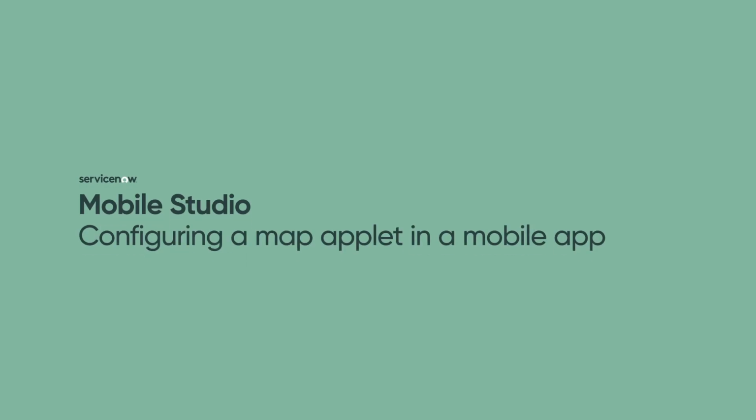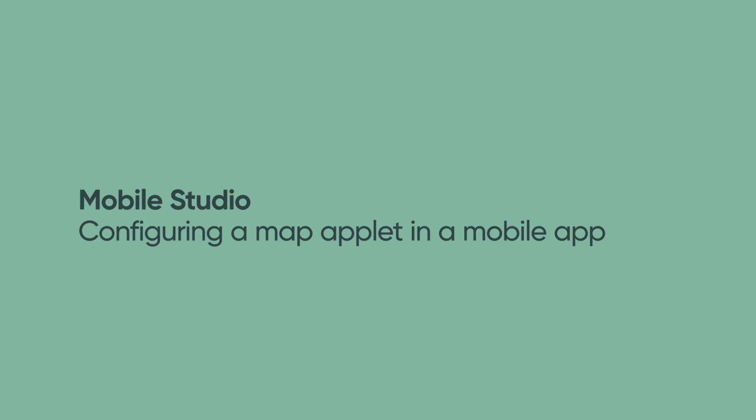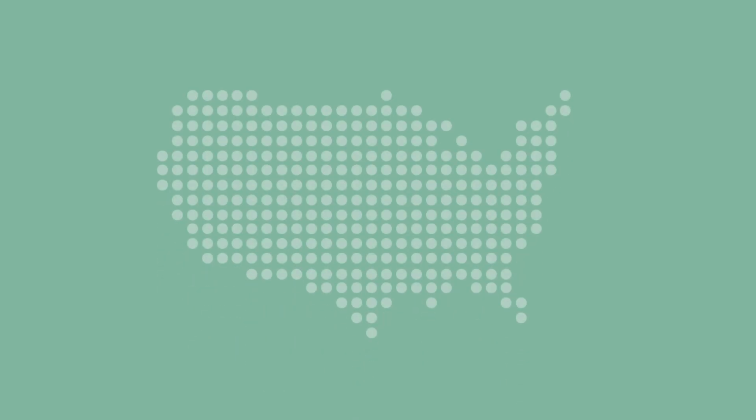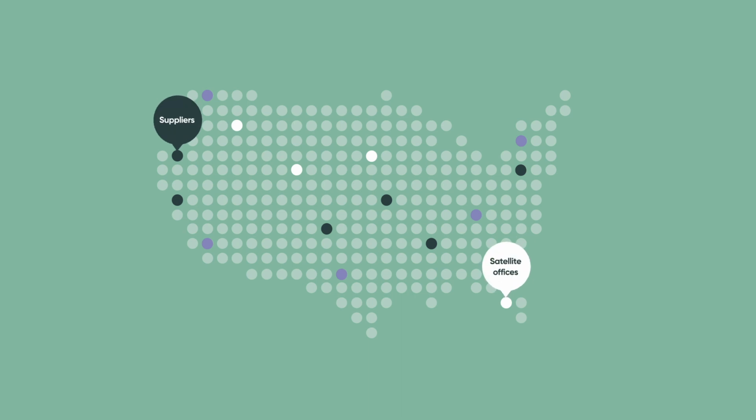This video demonstrates how to add and configure a map applet in a ServiceNow Agent mobile app. You can skip to any of these topics from the YouTube description for this video. You can easily add a map applet to a mobile app, allowing users to view locations on a map. These locations could be suppliers, satellite offices, customer locations, or anything else.